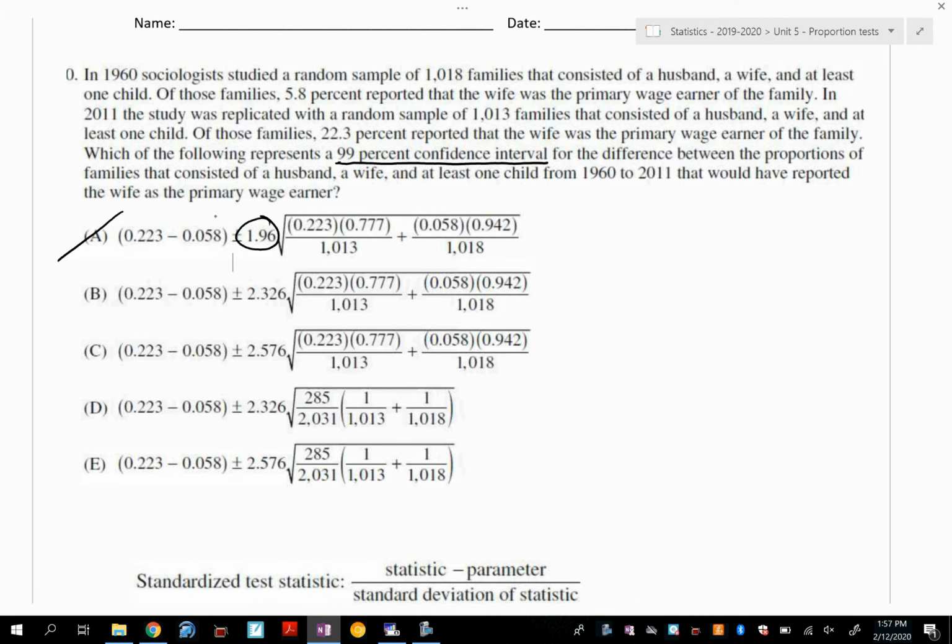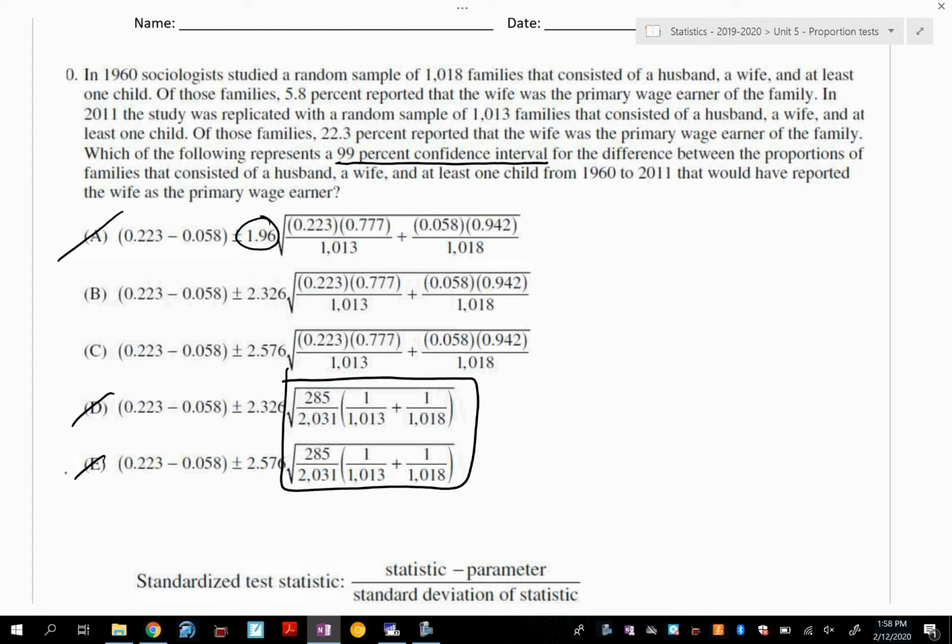Now, when you look at D and E, do you see how D and E do not look like anything in the standard error? Do you see these standard errors here? Those standard errors do not look like anything we've been doing, so those are wrong. You gonna be okay? All right, because again, hopefully you guessed right if you didn't actually calculate.